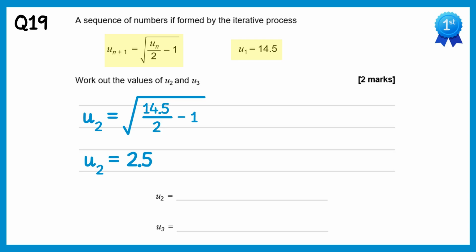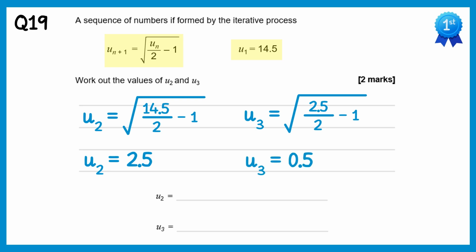Then to work out u3, we do the same process, but instead of putting u1 in, we put u2 in. So to get u3, we do the square root of, now this time it's not 14.5, it's the 2.5 that we just worked out. Divide by 2, subtract 1, and again just use your calculator for this and it'll give you 0.5. So u2 is 2.5 and u3 is 0.5.